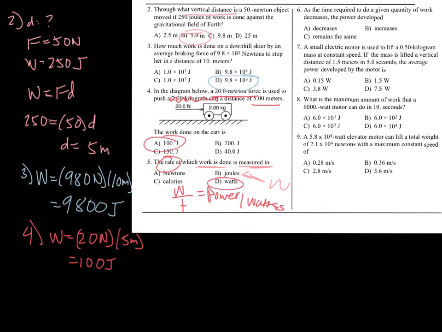I apologize, guys. Alright, so number 6 is asking, as the time required to do a given quantity of work decreases, what does the power developed do? Time is going down, so what happens to power? If we notice, power is equal to work over time, so we divide by time. If you also think about it logically, less time equates to more power. So the quicker someone does it, the more powerful that person is. So power developed increases.